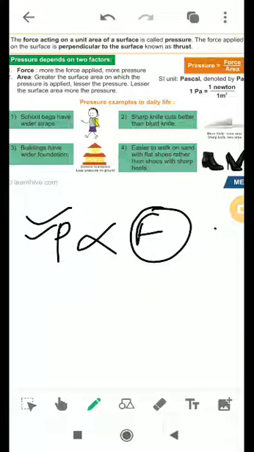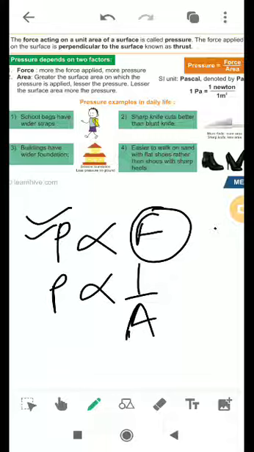Alright. And pressure is inversely proportional to area. So when the area of contact is more, then pressure will be less. And when the area of contact is less, then the pressure will be more, because they are inversely related to each other. Okay. So pressure depends upon two things, that is force and area.